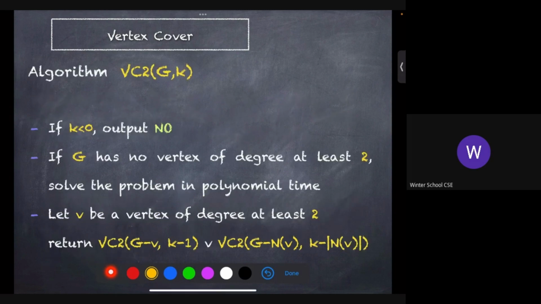Okay, so I just repeat the same arguments with a small modification, which I did for the most primitive branching algorithm. That's exactly the same. So if my parameter is negative, no. If I have no vertex of degree at least 2, I solve the problem in polynomial time, right? All vertices are of degree 1 or 0. And if I have a vertex of degree at least 2, I am doing this branching. I branch into subproblems. In one subproblem I reduce the parameter by 1, and in the other I reduce the parameter by the size of the neighborhood.